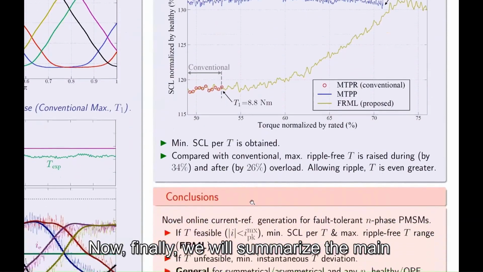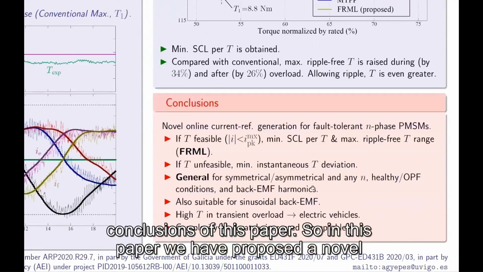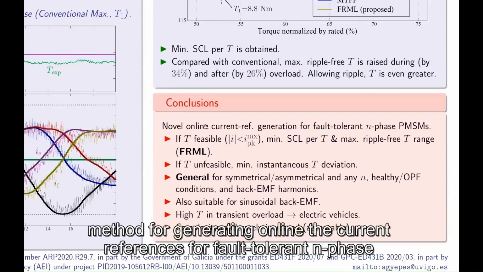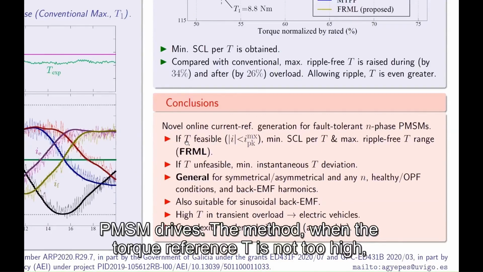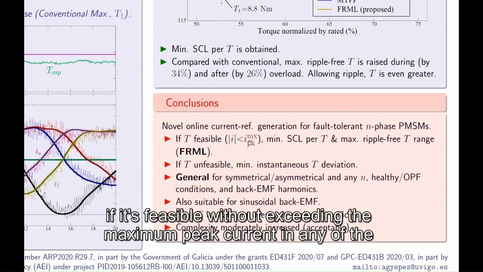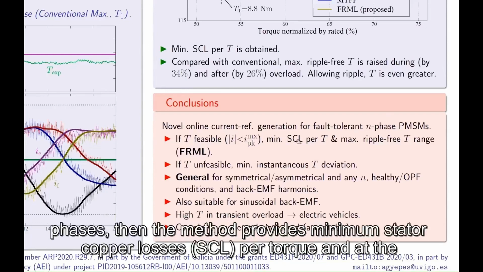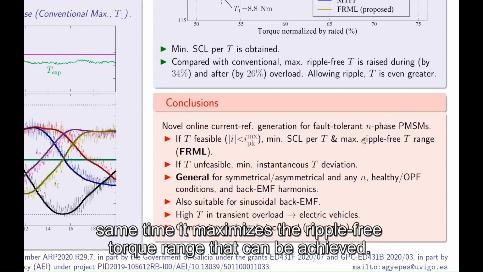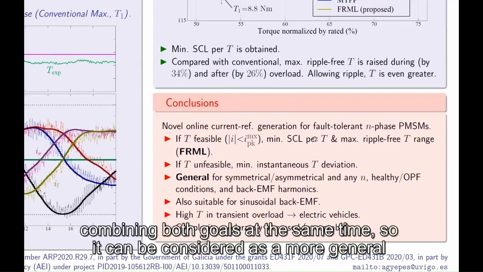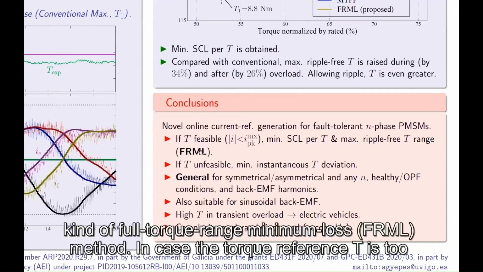Now, finally, we will summarize the main conclusions of this paper. In this paper, we have proposed a novel method for generating online the current references for fault-tolerant n-phase PMSMs. When the torque reference T is not too high, if it's feasible without exceeding the maximum peak current in any of the phases, then the method provides minimum stator copper losses per torque, and at the same time it maximizes the ripple-free torque range that can be achieved, combining both goals at the same time. So it can be considered a more general kind of full torque range minimal loss method.